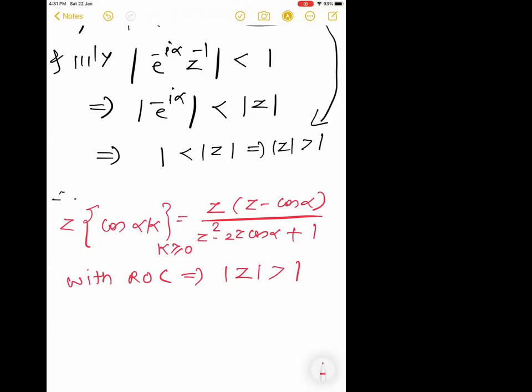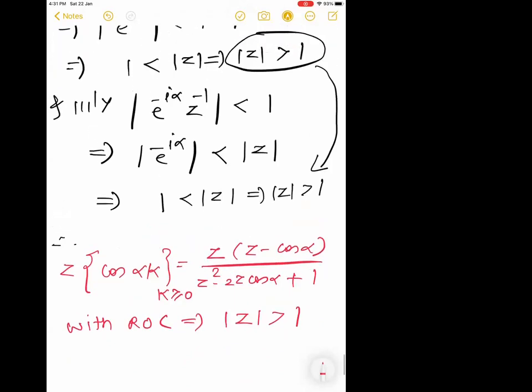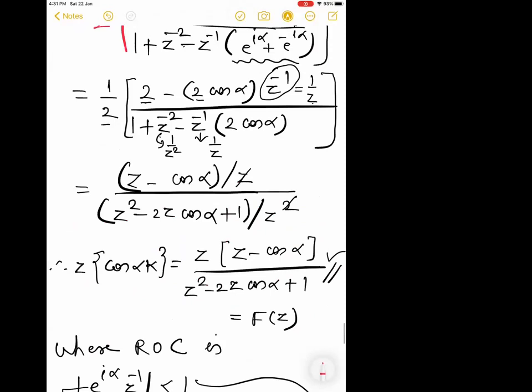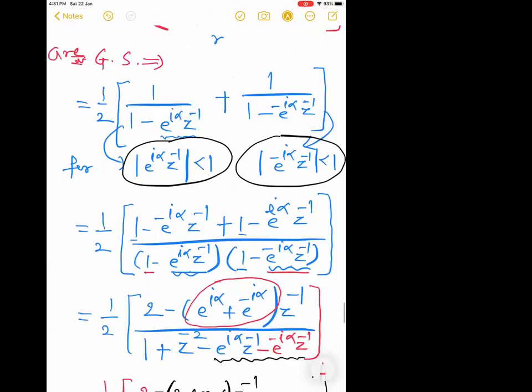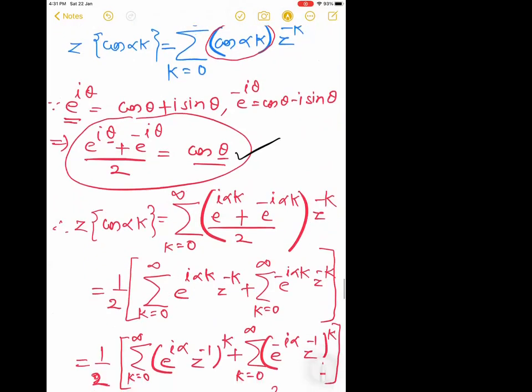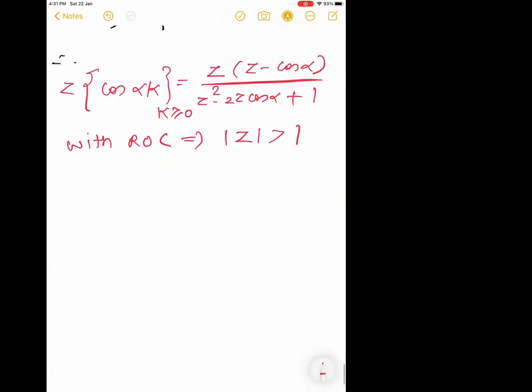Yes, ma'am. So please write, because those who have still not understood, please go through the procedure whatever we have done here. But ultimately, you are not going to derive anything. Derivation is just for your understanding. I have given it here, how the answer is coming. But you can remember only the last form, this one: z into z minus cos alpha upon z square minus 2z cos alpha plus 1. And the region of convergence is mod z greater than 1.